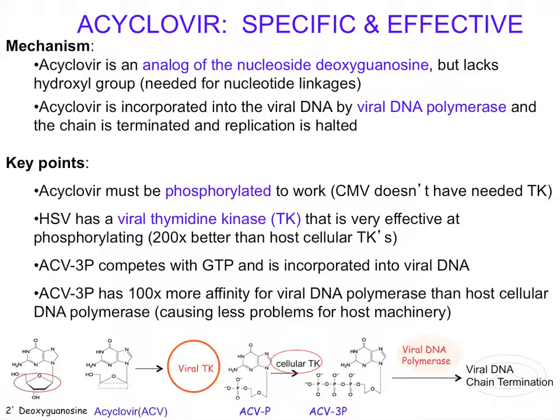Now, HSV has this viral thymidine kinase, but CMV does not. And that tells you something about the spectrum of activity of acyclovir. Acyclovir is very good for HSV, it's very good for VZV, which have these viral thymidine kinases, but it actually has very little efficacy on CMV, because CMV doesn't have that viral thymidine kinase.